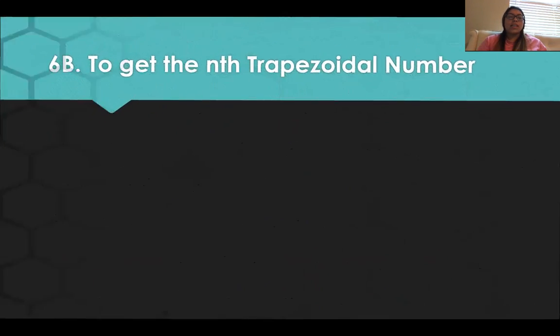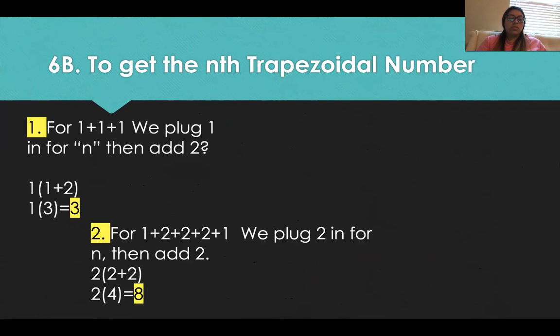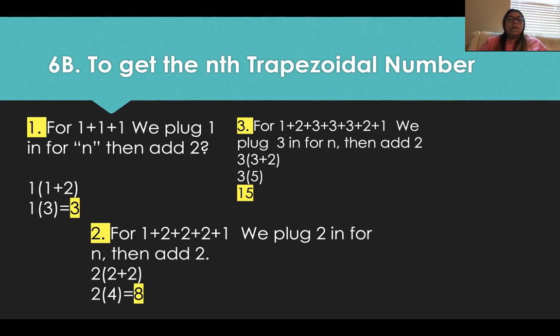This one, we are asked to get the 9th trapezoidal number, to find the 9th term. So we can see we plug 1, 2, 3 in, like number 1, and then we will solve. So we plug 1 in for n and then add 2. So as you can see, 1 times 1 plus 2 equals 1 times 3 equals 3. Our equation would look like this. So for 2, we would have 2 times 2 plus 2, and then we combine like terms, which gives us 2 times 4, which is 8.